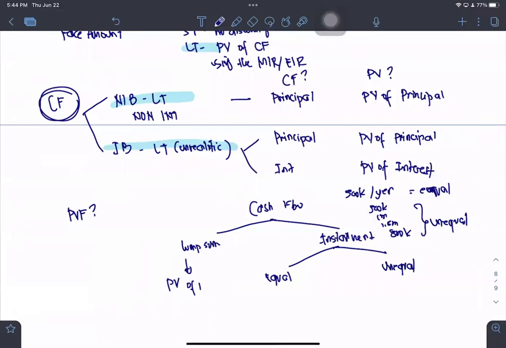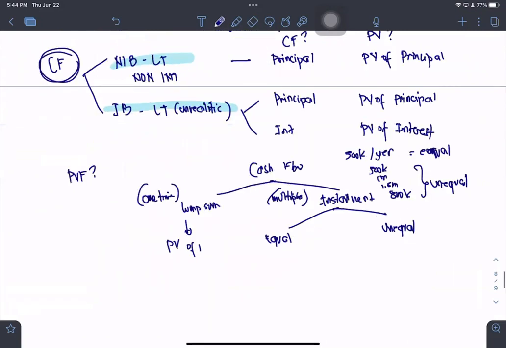What is the difference between them? In lump sum, there is only one-time payment. In installment, there are multiple payments. So if we're talking about multiple payments, you need to look at whether they are equal or unequal. If they are equal, then you need to determine the payment period. Is it made at the beginning of the period or at the end of the period?